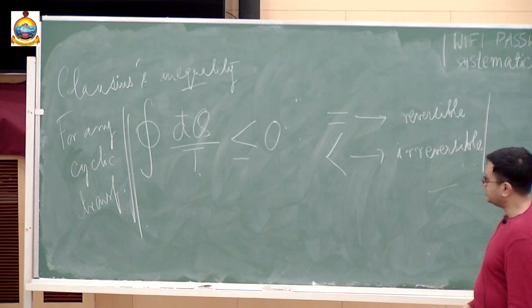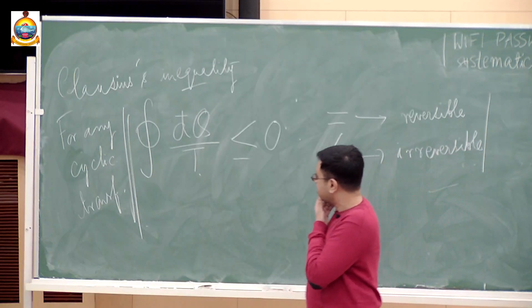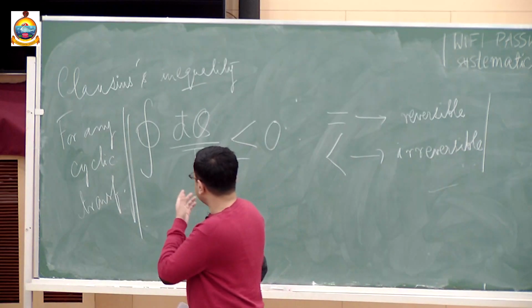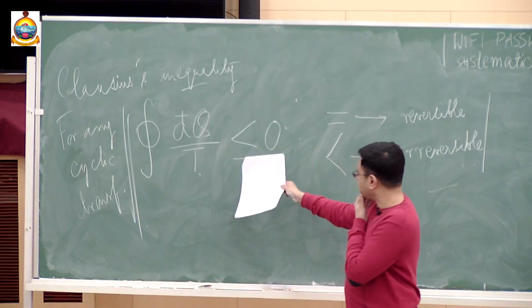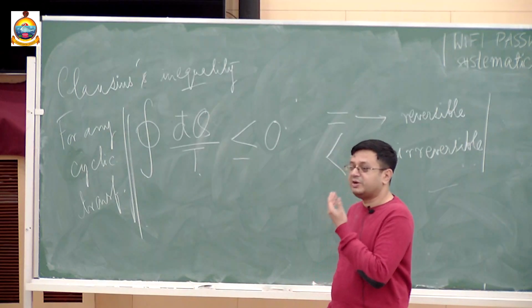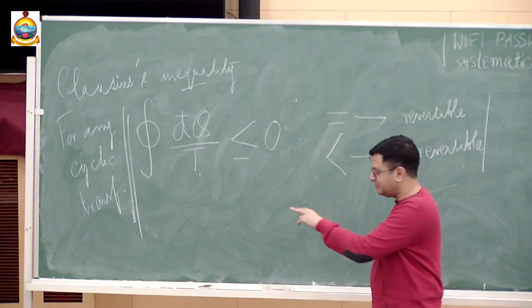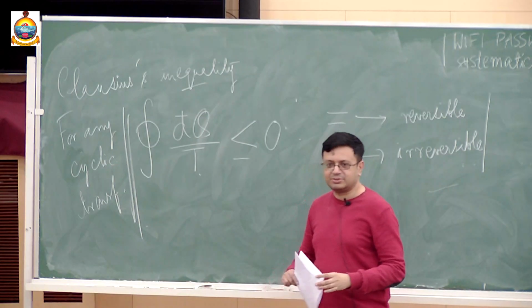Again, the proof is also quite straightforward. It's given in any standard textbook, and the way you prove it is to show that if this integral of d cross q by T is greater than 0, then you violate the second law of thermodynamics, and therefore it has to be less than or equal to 0.